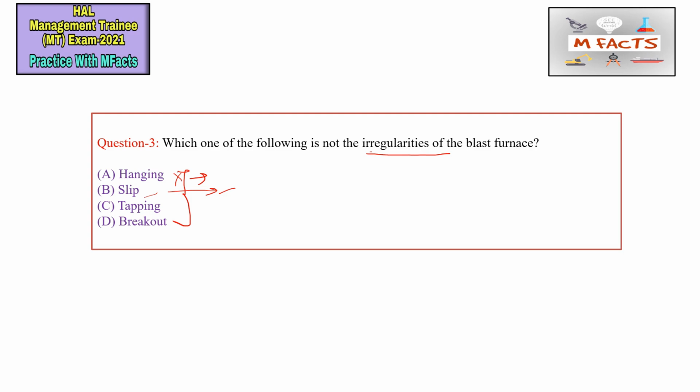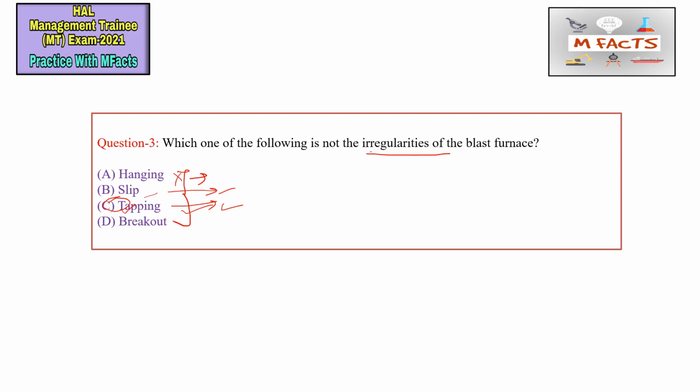The third option is tapping. Tapping is basically a furnace operation. This is not a blast furnace irregularity. In tapping, the blast furnace operation is used for removing the slag or molten metal from the furnace. So this is a blast furnace operation, not an irregularity. So the correct option of this question is tapping.